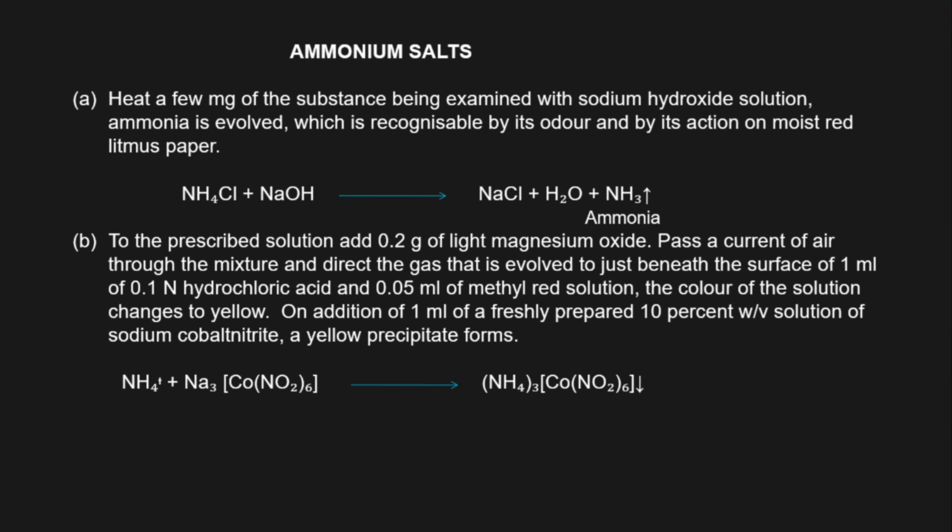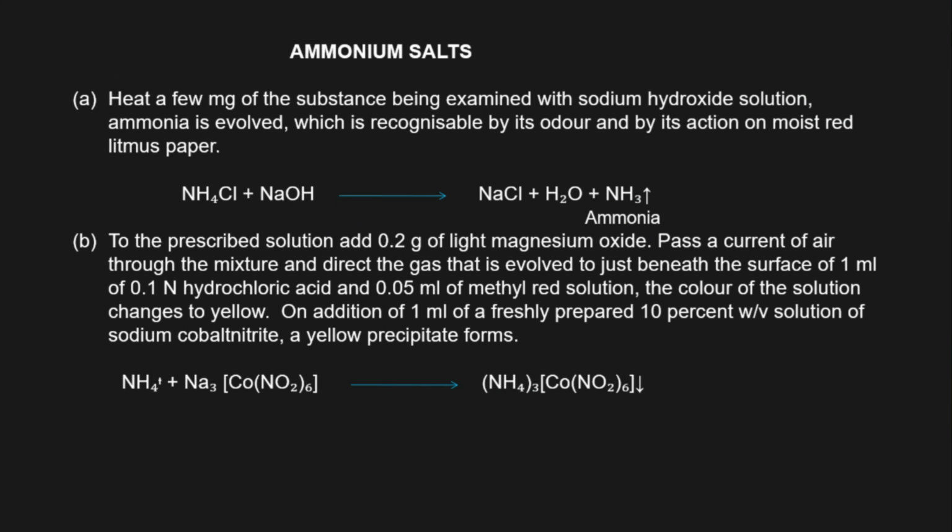The next cation which we have to discuss is ammonium. The identification test of ammonium begins with the first identification test. Here, heat a few milligrams of the substance being examined with sodium hydroxide solution. Ammonia is evolved, which is recognizable by its odor and by its action on moist red litmus paper.